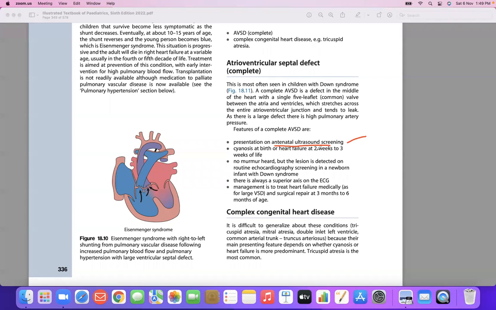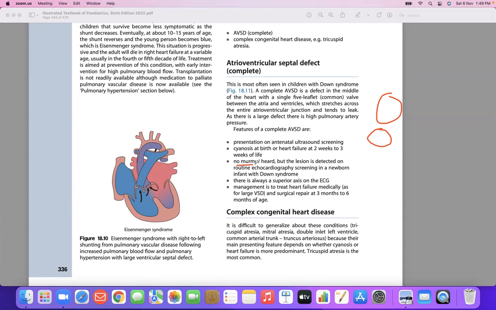Cyanosis at birth or heart failure, because this is with mixing. So you can have both presentations, with cyanosis or with heart failure, both. Cyanosis at birth or heart failure at 2 to 3 weeks of life. Not like VSD. VSD usually presents with heart failure. The TOF will usually present with cyanosis. Now this condition comes in common mixing. So the presentation can be either cyanosis or heart failure or both.